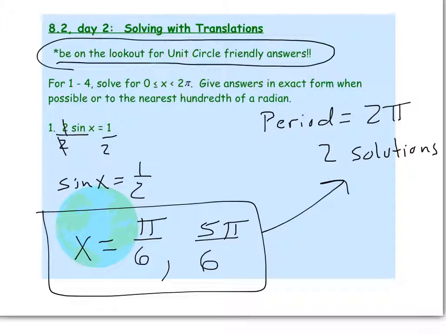If I wanted to generate other solutions, I could think about coterminals, and with either one of those, I could add or subtract 2 pi. That's going to take me out of the interval that I'm solving for, and I don't need to do that. The instructions on all these problems are going to be to give all the solutions from 0 to 2 pi. Nothing more, nothing less. I've got both at this point.